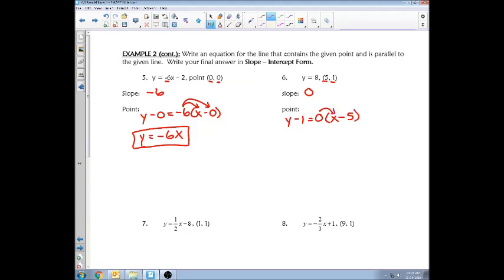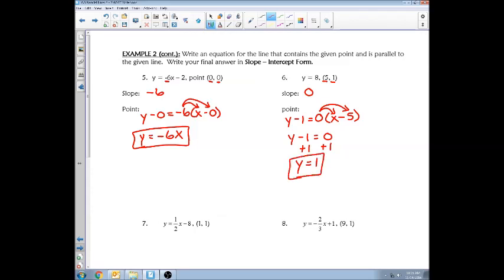If I distribute this 0 in, I would end up with y minus 1 is equal to 0 times x is 0, 0 times negative 5 is 0. So it's just equal to 0. Add 1 to both sides. Y would equal 1, and we are good.